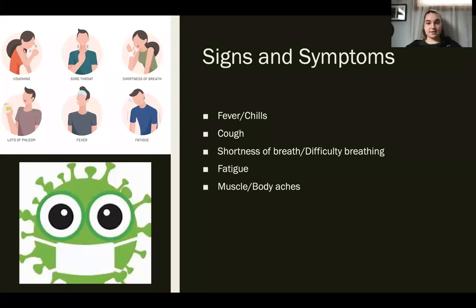So some of the signs and symptoms are fever and chills, cough, shortness of breath or difficulty breathing, fatigue, and muscle and body aches.